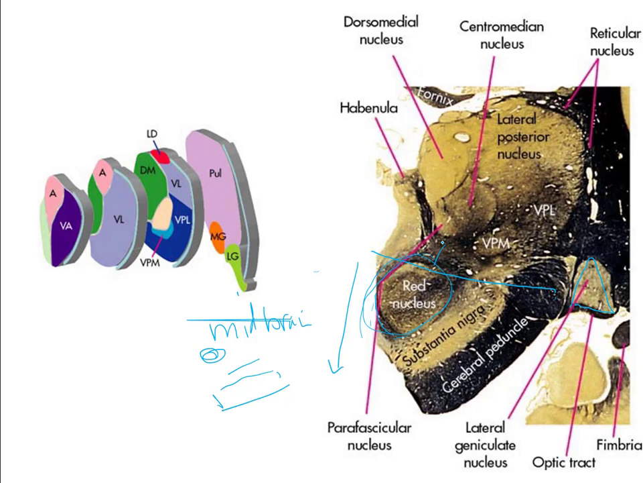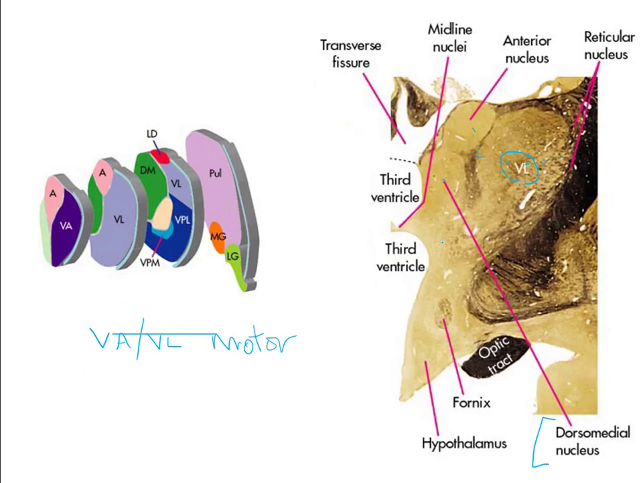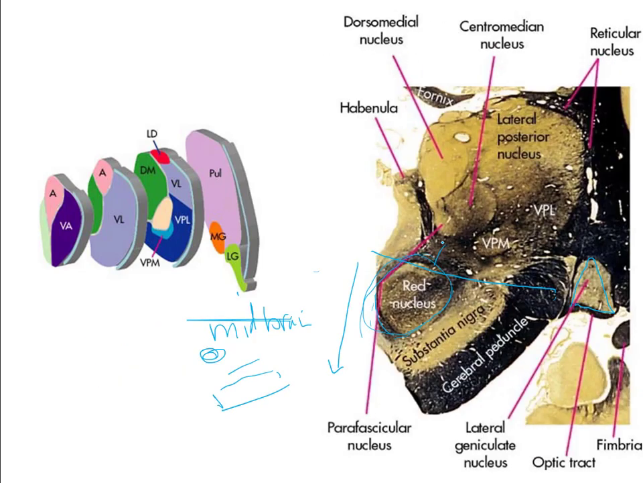So cerebellum fibers are going to what part of thalamus? What kind of information are you using that for? Motor. What is the motor part of thalamus? It's way back here. It's VA/VL. So they're at that angle, running like this, not like that. Okay, so now we have more dorsomedial, lateral posterior, VPL, VPM.